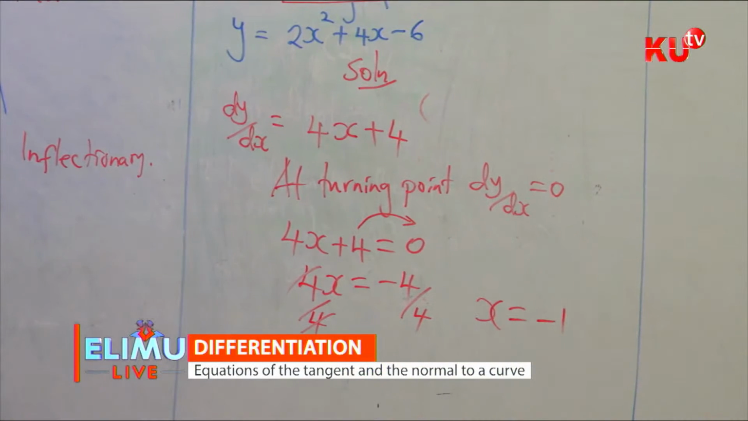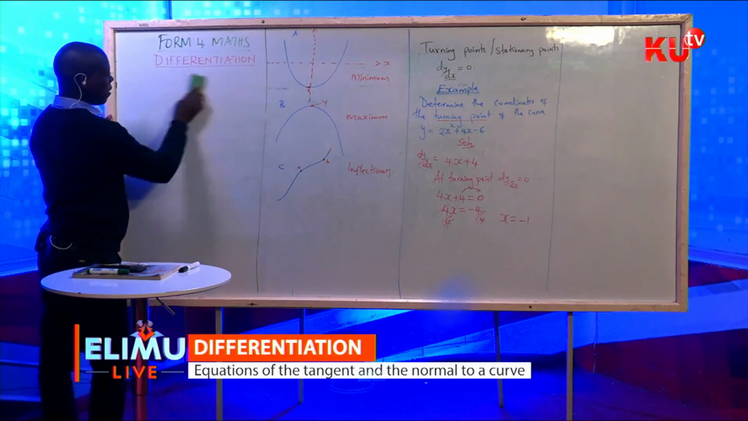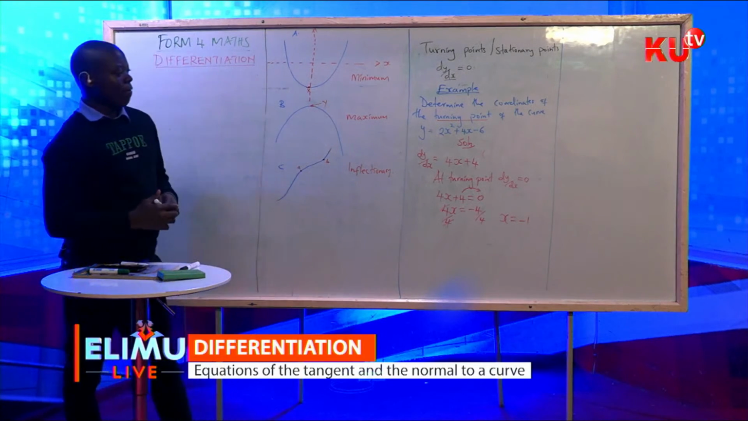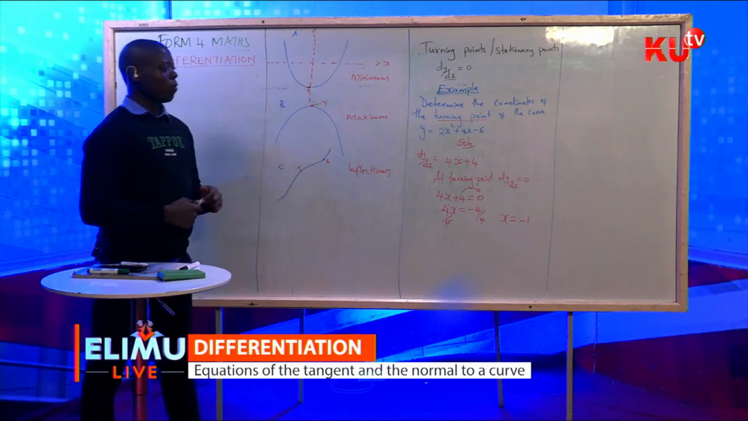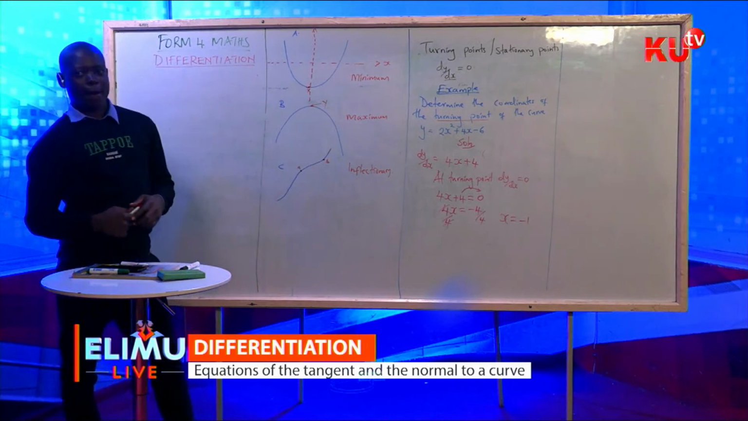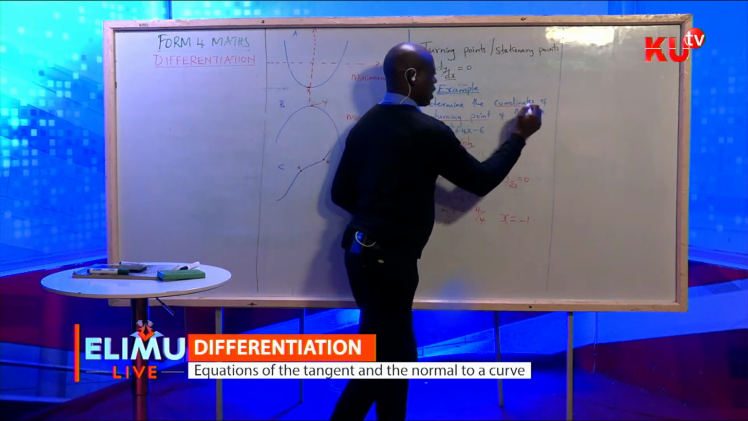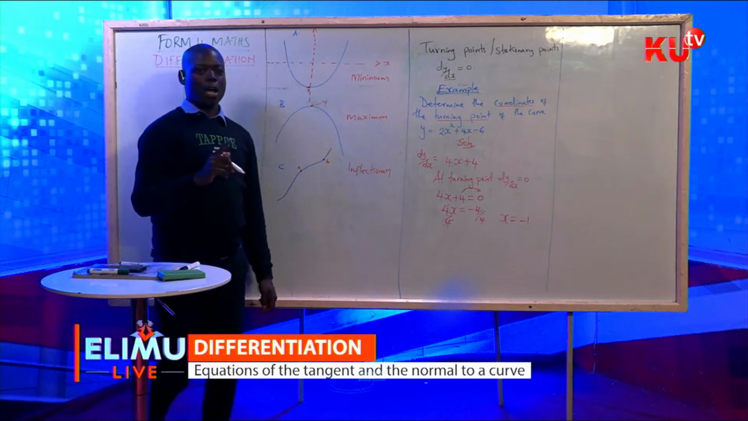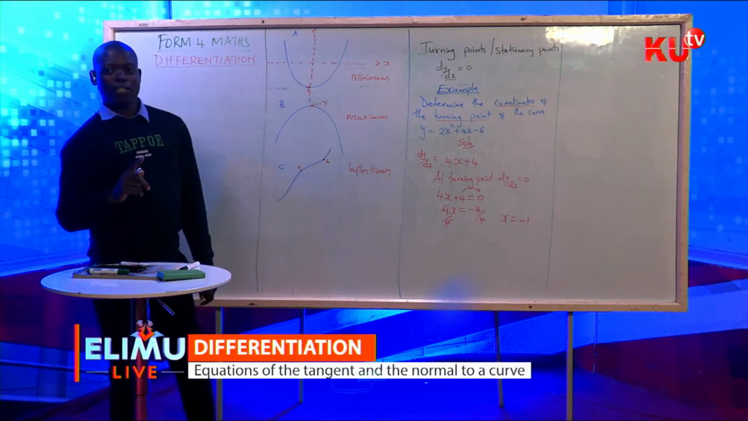Therefore, when you differentiate the function y is equals to 2x squared plus 4x minus 6, we get 4x plus 4. And since the question is about the turning point, we equate the dy dx to 0 to obtain the value of x as negative 1. Remember, the question is about coordinates. A coordinate is defined by x and y. Therefore, we have to get what is y. How do you get y, students?